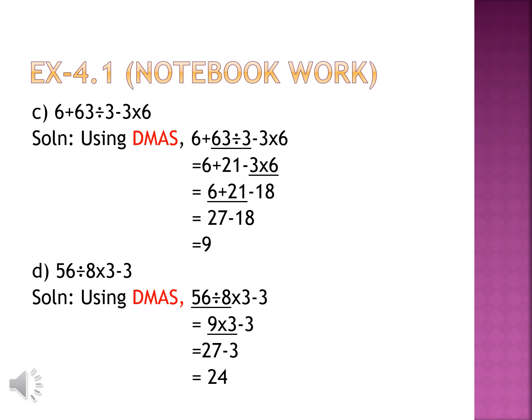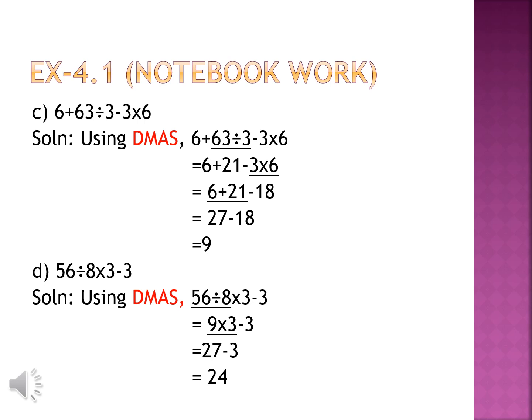Now at this step again you have to be careful because we have addition and subtraction here, but the case is okay. Why? Because addition is before subtraction. You have to be careful when subtraction is before addition. Right, so it is easy. 6 plus 21 is 27, so I have written 27 below that and minus 18 remains same. Then 27 minus 18 gives you 9, which is the final answer.